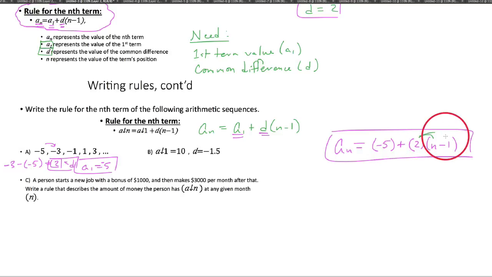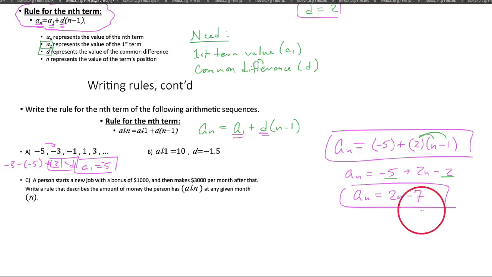However, it is very common practice for us to go ahead and distribute the d value now that we have this rule, and so we would get -5 plus 2n minus 2. And then what we would do is just finish up by combining like terms on those constants there. And so what we get for a final rule is really 2n, and it looks like it would be -7.